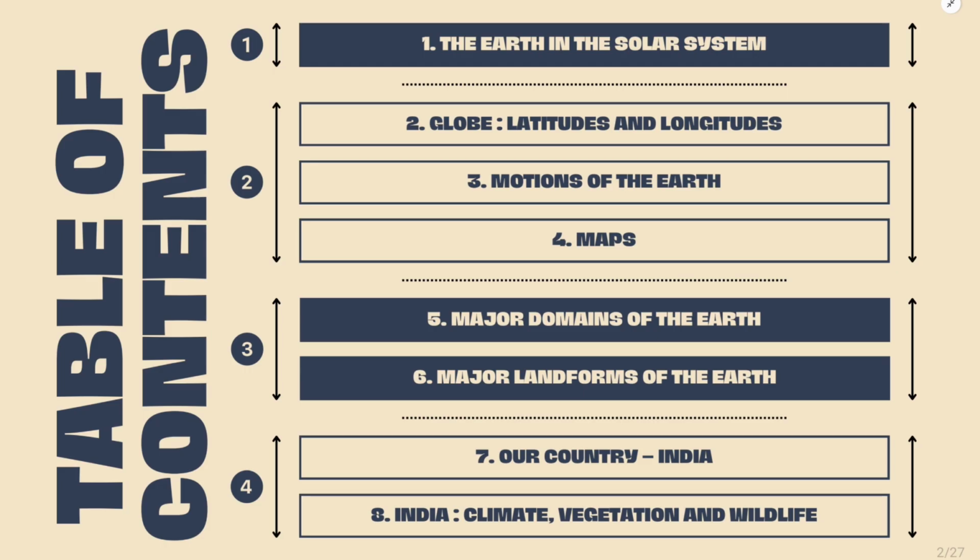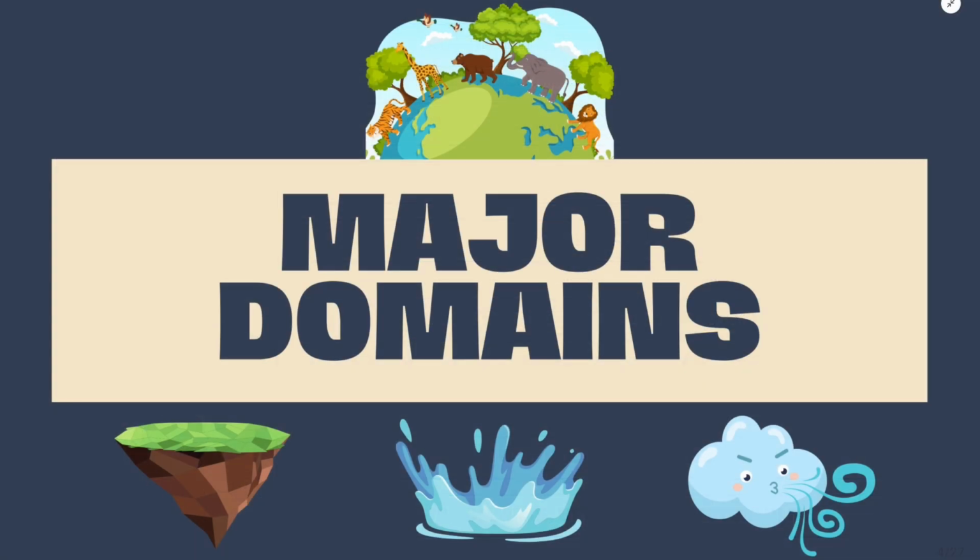In the previous class, we explored maps, their types and components. Today we're diving into Chapter 5, Major Domains of the Earth, which lays the foundation for understanding the different domains of our planet and how their interaction makes life possible on Earth. Let's start with the major domains of the Earth.